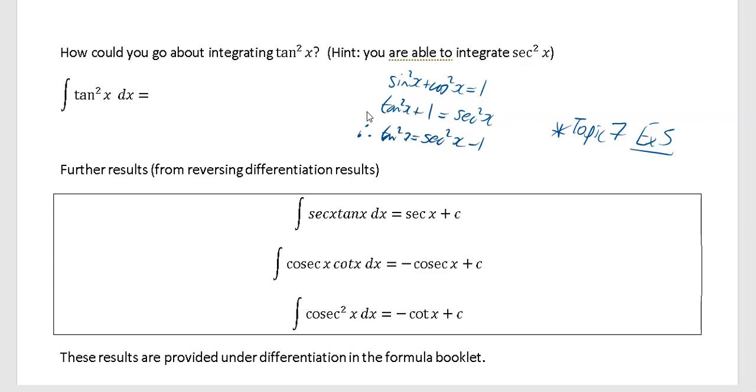So here we can rearrange our integration, or rewrite our integration, I should say, as sec squared x minus 1 integrated with respect to x. And then we can integrate. If you integrate sec squared, you'll just get tan x. Integrate the minus 1, you'll get minus x. And then, of course, plus your constant of integration, c.